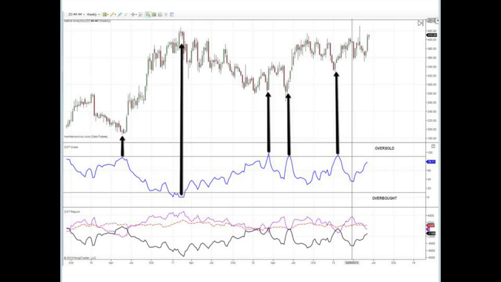So this is oats. You can see here how the COT index has fared over the last couple years.